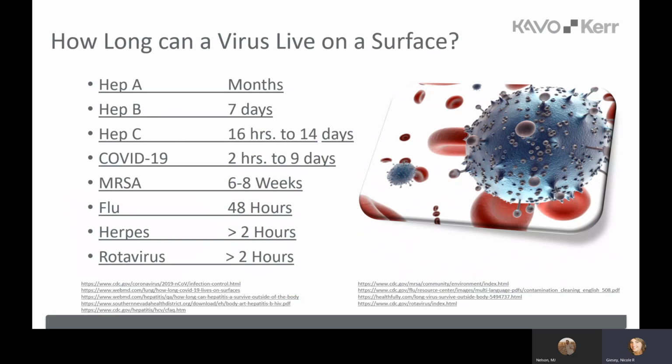How long could a virus even stay on a surface? This is a pretty huge eye-opening chart. Hepatitis A could be on the surface for months, Hep B for 7 days, Hep C 16 hours to 14 days, and Hep C is a big one that we always try to make sure we don't even come across. COVID-19, 2 hours to 9 days, MRSA 6 to 8 weeks. The flu is a 48-hour stay on a surface. Herpes is 2 hours, and rotavirus is 2 hours. So you can see that there is definitely reason to make sure that we're taking the right precautions to not come in contact with or to kill these viruses on the surface.